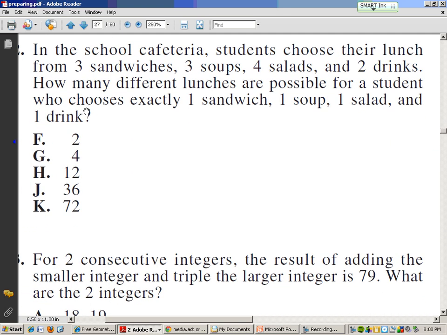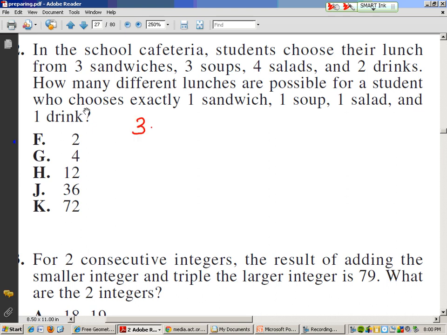Okay, in the school cafeteria, students choose their lunch from 3 sandwiches, 3 soups, 4 salads, 2 drinks. How many different lunches are possible for a student who chooses exactly one of each? One of each. So, how many ways can he choose a sandwich?